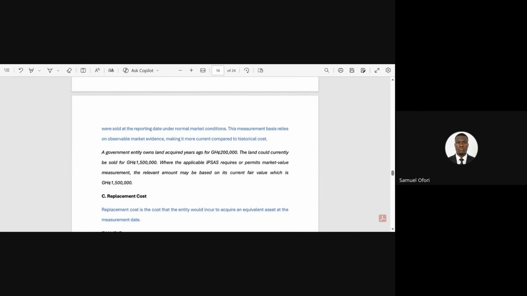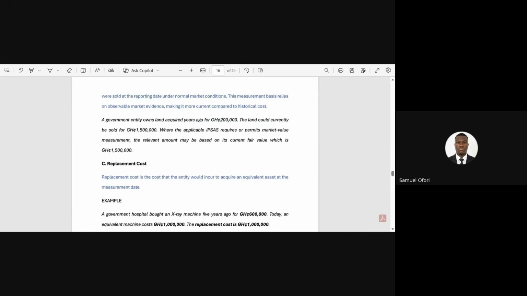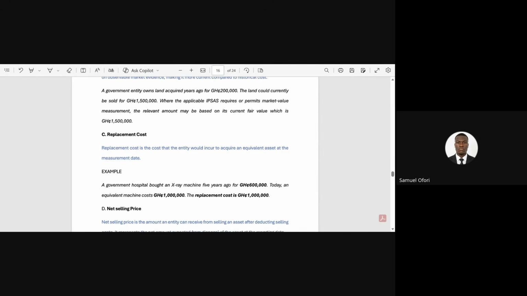Now let's look at the replacement cost. The replacement cost is the cost that the entity will incur to acquire an equivalent asset at a measurement date. So you have an asset and you want to replace it, and you are going to look at how that will be measured, to see if you acquire a new one or you will not. So that's the replacement cost. A government hospital bought an X-ray machine 5 years ago for 600,000. Today, an equivalent machine costs 1 million. So the replacement cost will be 1 million.